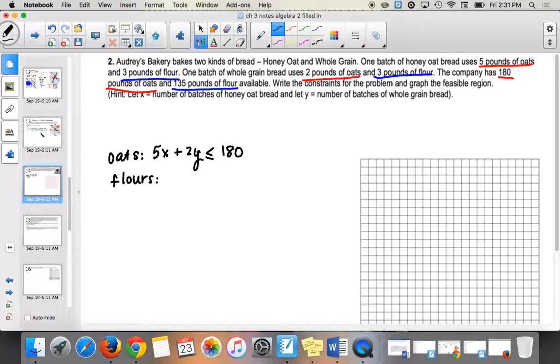All right, and then for flour, I don't know why I said flowers. Flour is going to be 3x, right? 3 pounds of flour for the honey oat, and then 3 pounds of flour, right, for the whole grain. So we're going to have 3x plus 3y is less than or equal to how much flour do I have? 135. Do you guys see how we got those two constraints? So you look for the limited amount, basically.